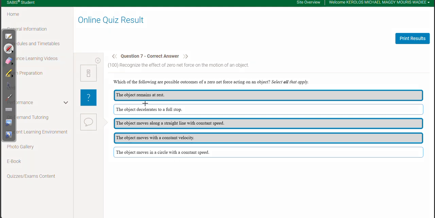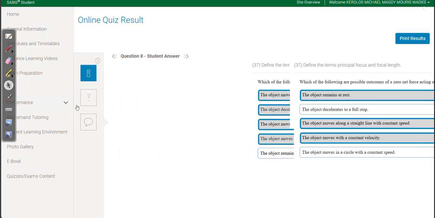Here on the options, the object remains at rest, it's correct. The object decelerates. No, the object cannot decelerate with zero net force. There is no force that's allowing it to decelerate. There is no friction, so it's wrong. The object moves along a straight line. Yes, I forgot to mention it moves along a straight line with a constant speed. Velocity is also the same, it's correct. The object moves in a circle. No, that's wrong. It actually moves in a straight line.